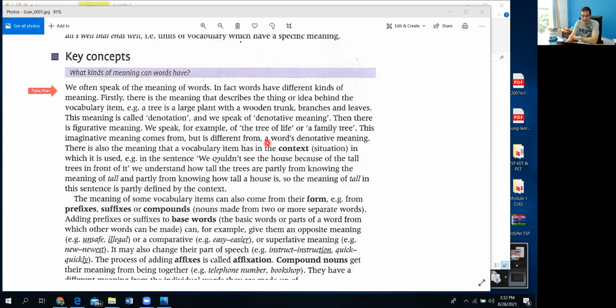There is also a meaning caught in the context situation. So here you see denotative meaning, and then comes the figurative meaning. Those who have the books with you, underline that in the books or highlight it. And the first paragraph is all about these two words. One is denotation, second is figurative. Now I will make you understand what figurative meaning is.